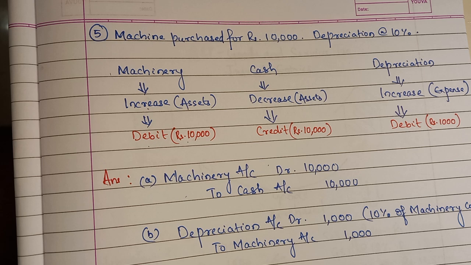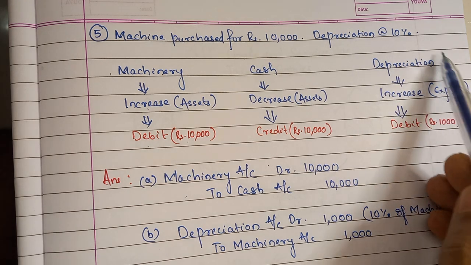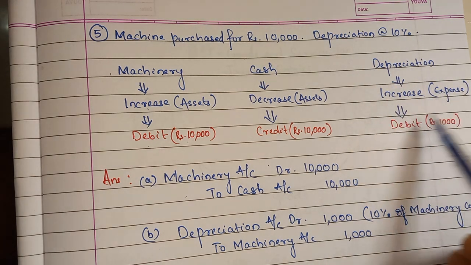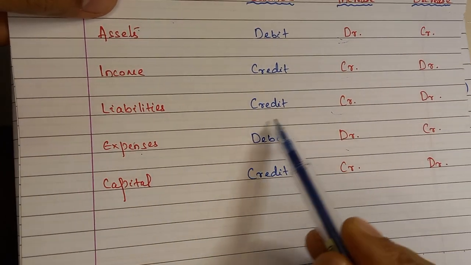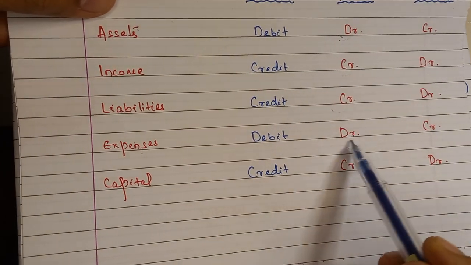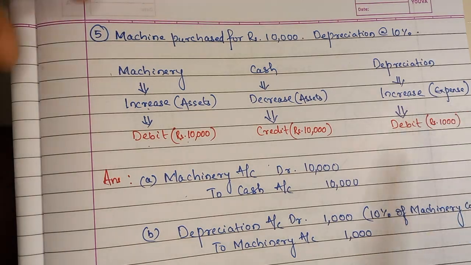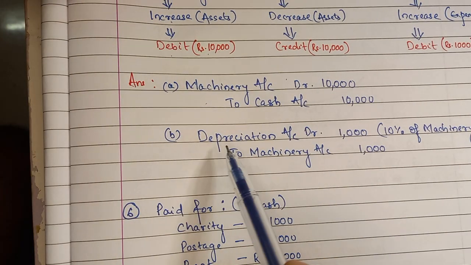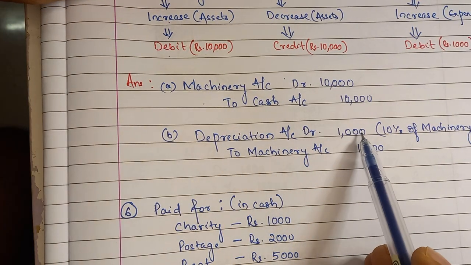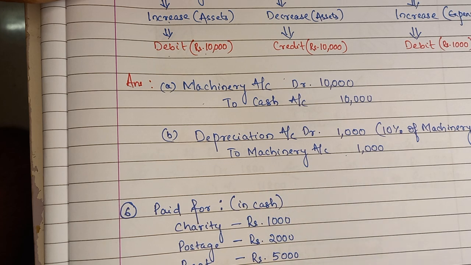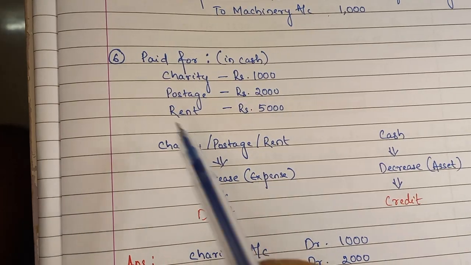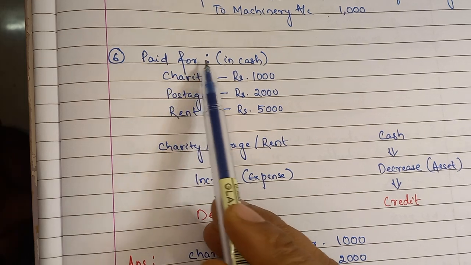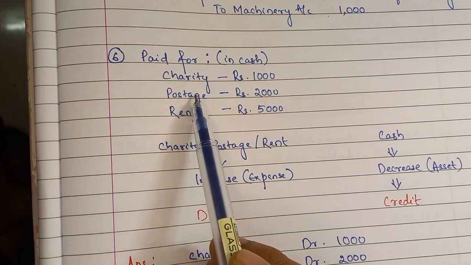And what entry are we going to post? Because depreciation is a loss, any increase in loss or expense, what is the balance? Debit. Expense is a debit balance, any increase in expense is debit. So here it will be debited, and the entry you're going to post is depreciation account debited 1,000 to machinery 1,000.